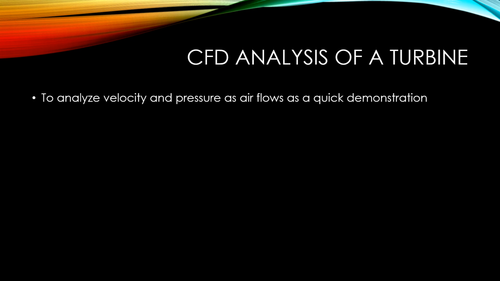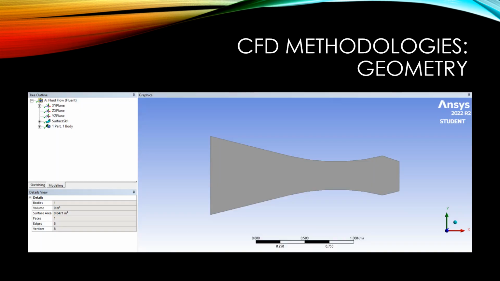In this presentation, I'll present a quick CFD analysis of a turbine to analyze mostly the velocity and pressure as air flows, and see the effects of it. In the methodology concerning the geometry, the inlet was measured to be 0.8 meters in diameter. The nozzle diameter was set to 0.4 meters. The radius of the combustion chamber section was 1.955 meters.